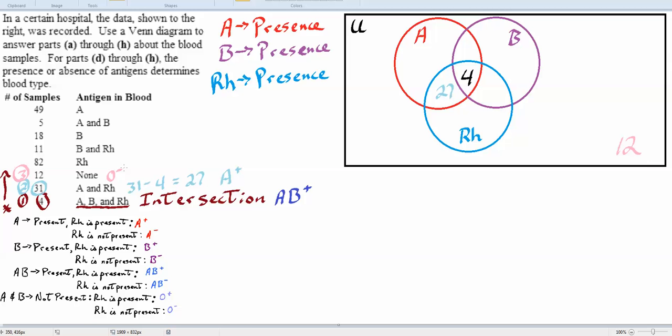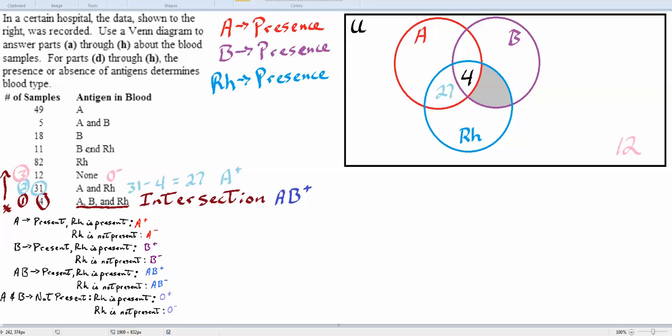Now we move on and we look at RH is present. Well, that's going to be this blue circle, but notice that there's an area inside the blue circle that I haven't filled in yet with a number that is also part of an intersection. And since this blue number 27 indicated the presence of A and the presence of RH but not of B, this area right here in gray will represent the presence of B and the presence of RH but not A.